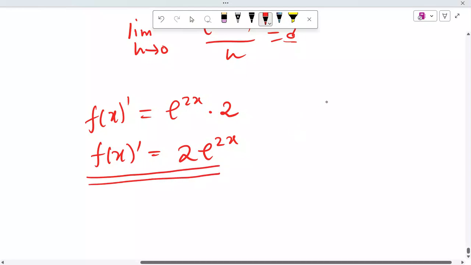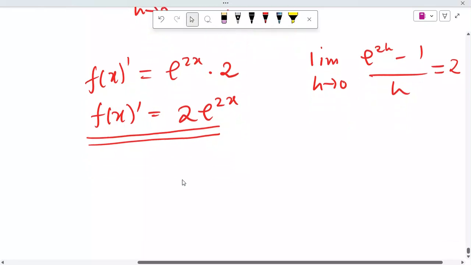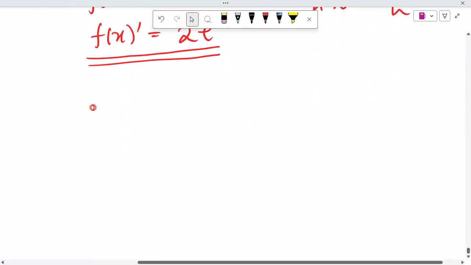So kindly know this identity. I'm emphasizing again: e to the power 2h minus 1 over h will just be the coefficient of h, which is 2. If there is 10, you just write 10. Okay, that's it for this question. Let's go to another question.